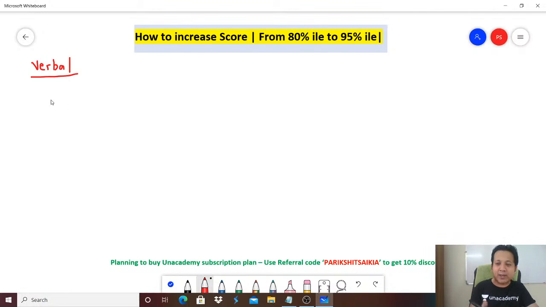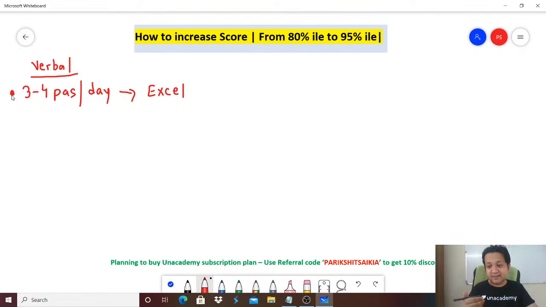As an example, what I would suggest is for the next 5 days, whenever you read a passage, let's say you are trying out 3 to 4 passages per day. Now what you need to ensure is prepare an Excel sheet at this point of time. Now where should you be practicing these 3-4 passages per day that you intend to do over the next few days?